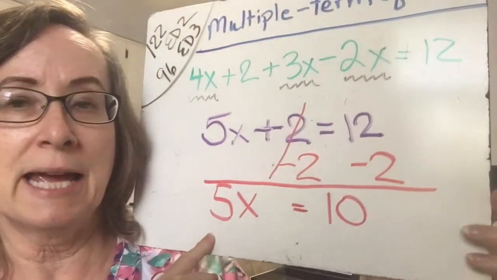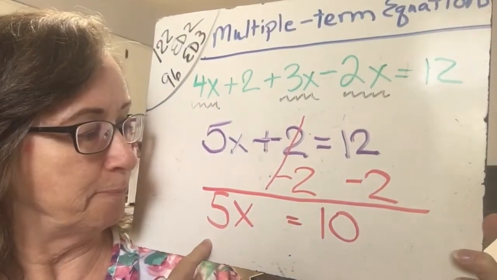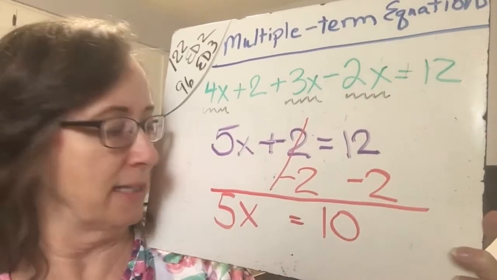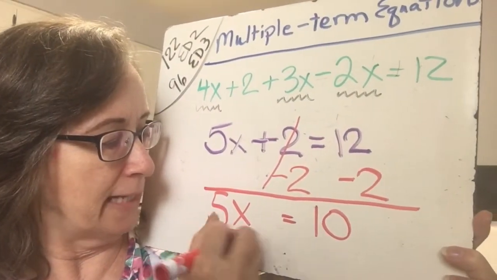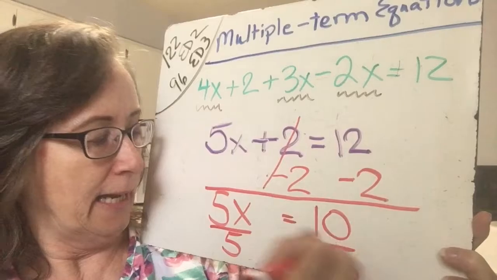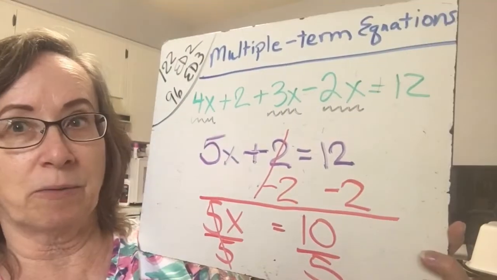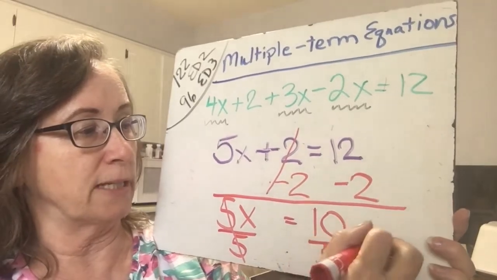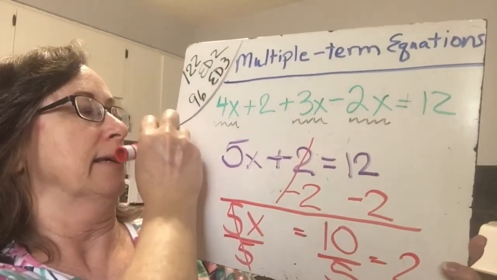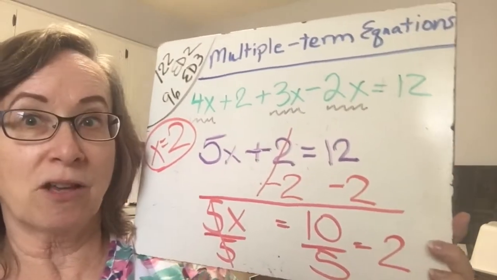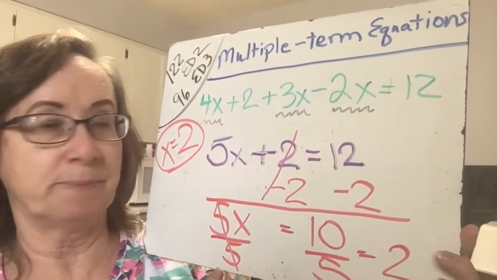We're closer, and it looks much simpler now, doesn't it? So 5 times x is 10, but we just want x. So we're going to divide both sides by 5. And the 5's will cancel, leaving us with x equals 10 divided by 5, which is 2. So x is 2. And we have solved our equation.